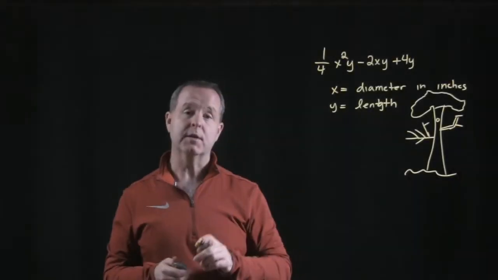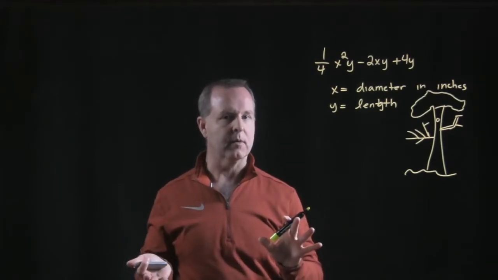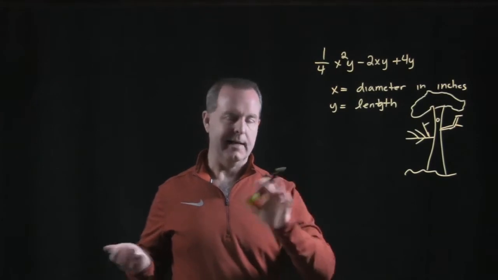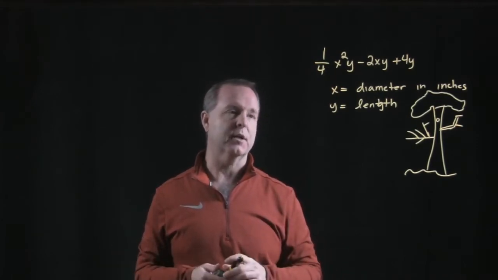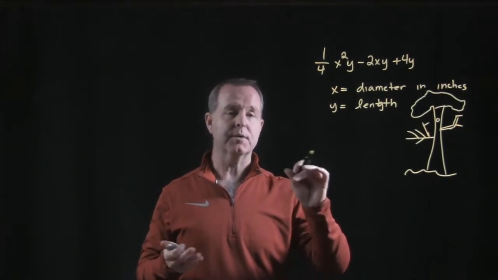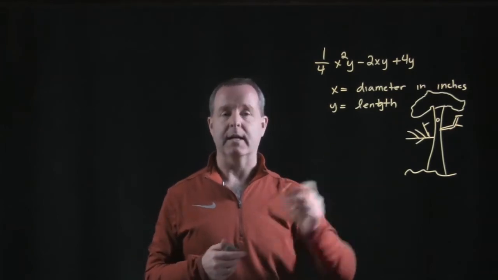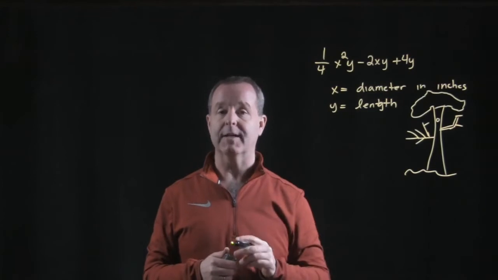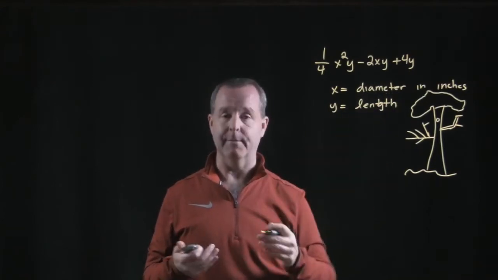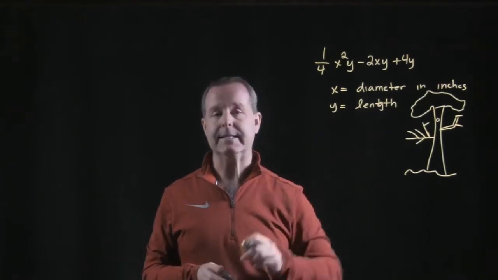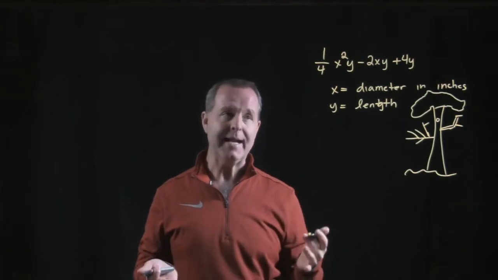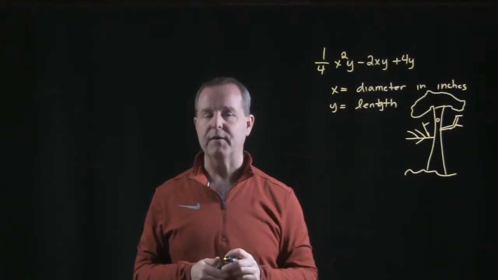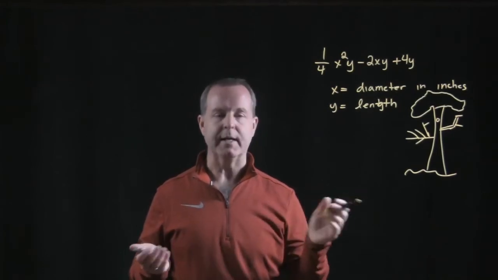Now, polynomials don't have to be just one variable. Sometimes we'll see polynomials in several variables. An example from our construction industry models the amount of board feet in a particular length of wood or a tree. It's modeled by this particular expression up here, where x is the diameter of the tree in inches and y is the length of the cut. Based on that, this expression will determine the number of board feet for that particular tree.